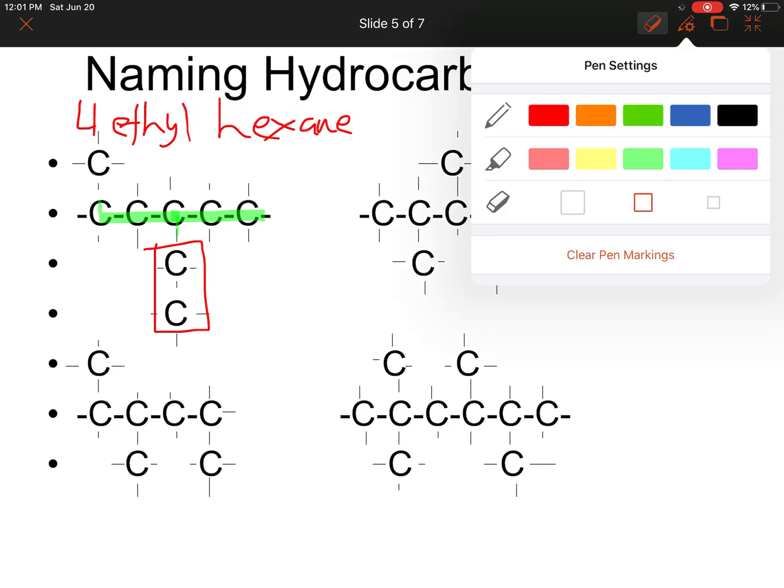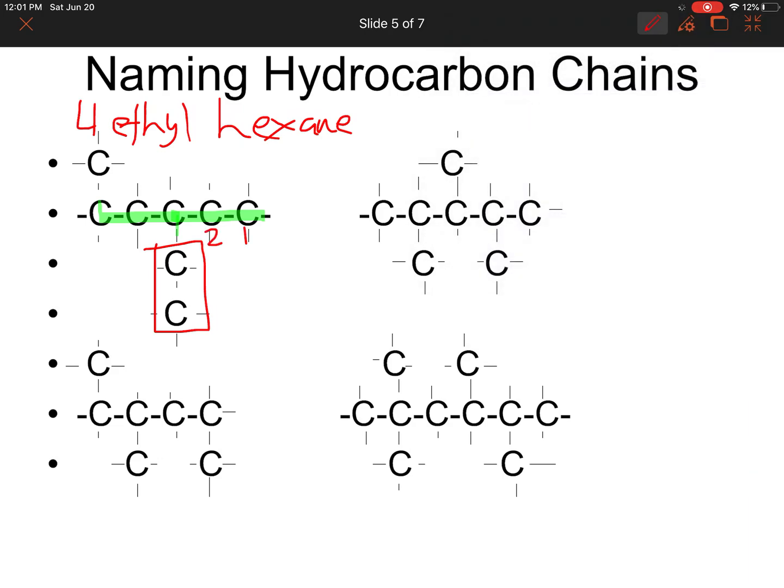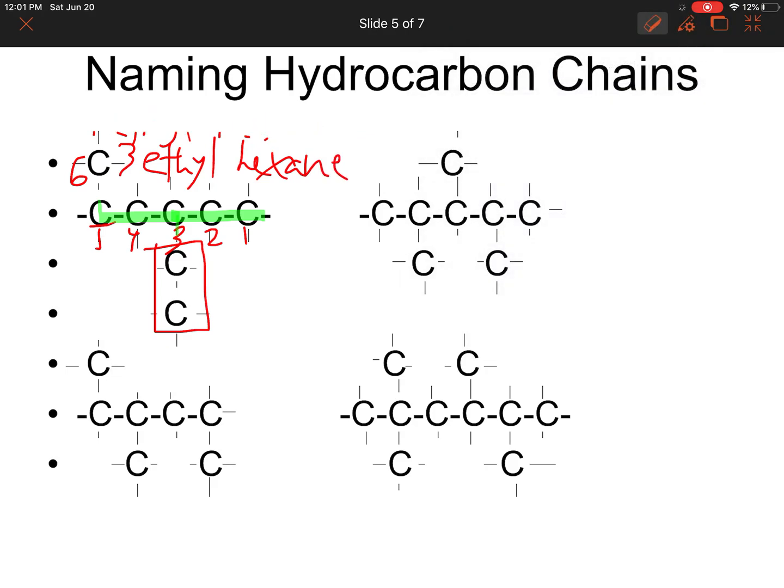Count the other way. Right? 1, 2, 3, 4, 5, 6. This way is 3 ethyl hexane. Well, what's better? 3 or 4 ethyl? Well, again, you always choose a lower number. So 3 ethyl hexane is your answer.